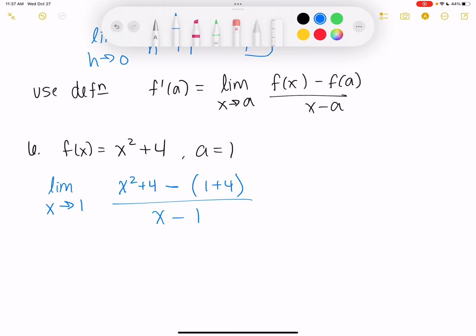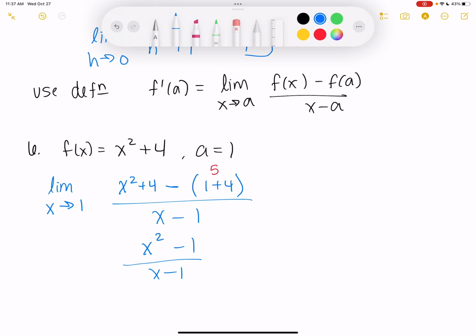Because the limit is x to a. So since the first one is just f of x, you just copy it down the first time. So I've got x squared on top. This is 5 there, so 4 minus 5 is negative 1. So x squared minus 1 over x minus 1.